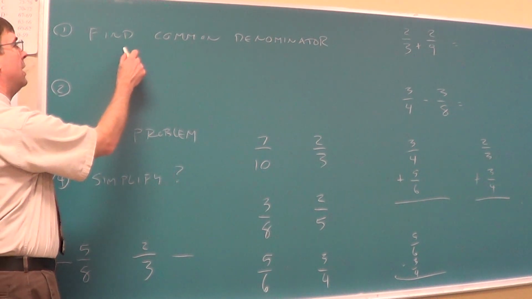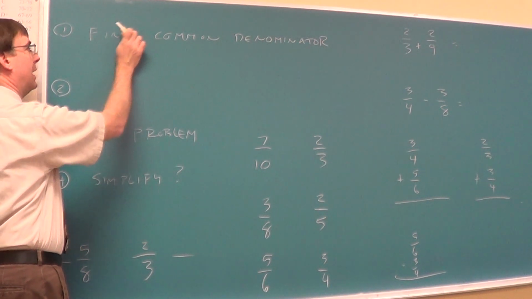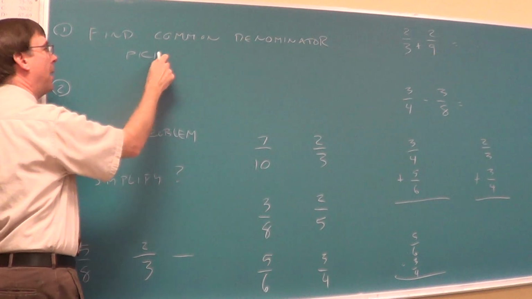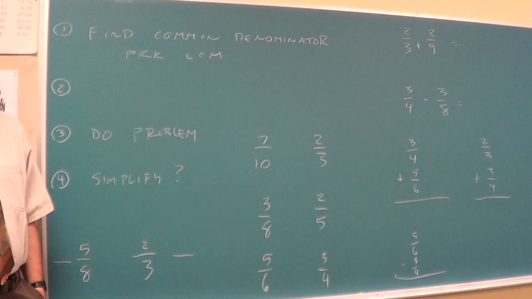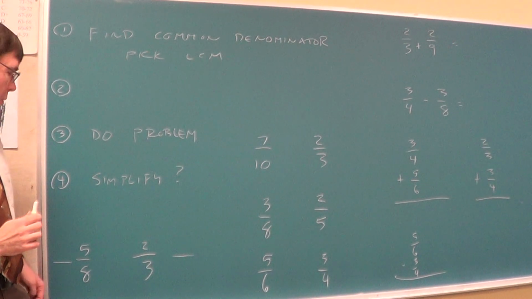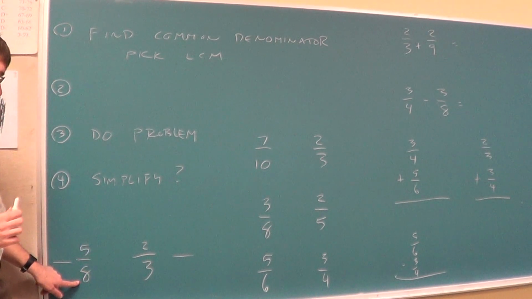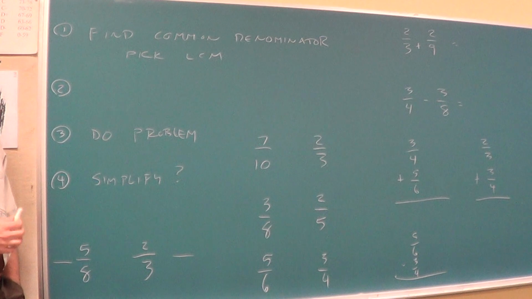So I'll just tell you. What you're going to have to do is pick the LCM. What does LCM stand for? Least common multiple. So with 3 and 8, what is the least common multiple?